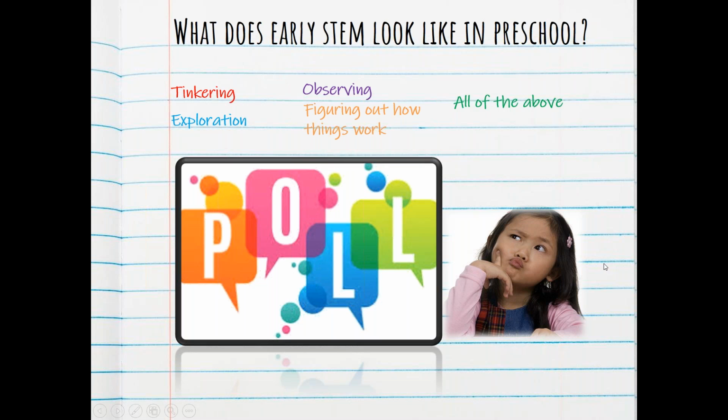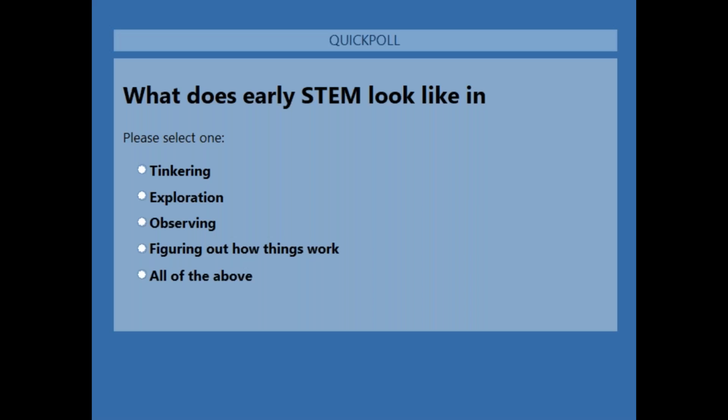So Tiffany will launch the poll and you can vote. If you notice that you cannot vote, a little trick that we've figured out in our adventures with GoToWebinar is sometimes if you minimize the screen, it will allow you to vote. And if that does not work, please feel free to put your response in the questions box. So what does early STEM look like in preschool? Please select tinkering, exploration, observing, figuring out how things work, or all of the above.